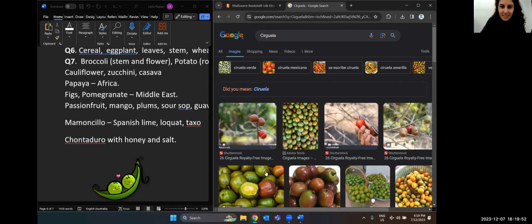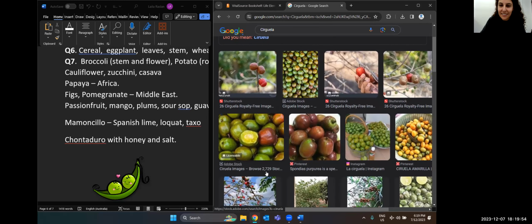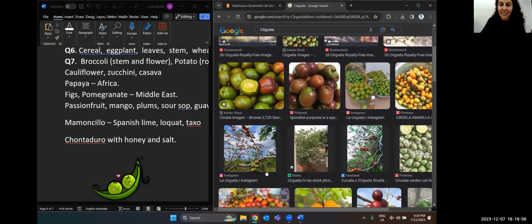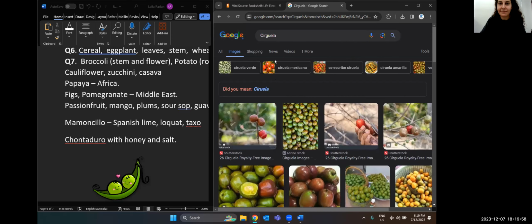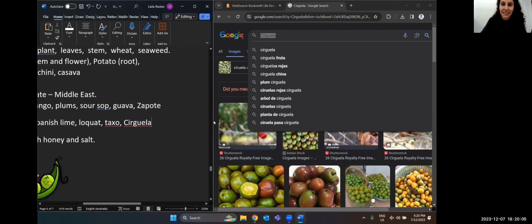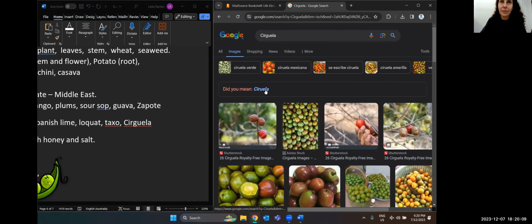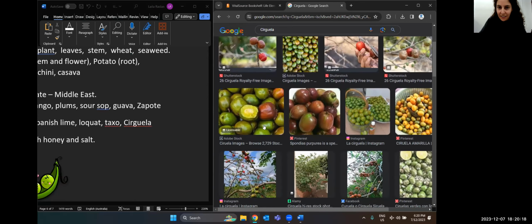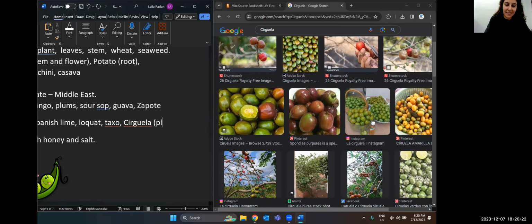How do I say this one? Siriguela? Siriguela. This looks so nice. Siriguela. Is this one? Is what? Is plums. Okay, so this is plums.